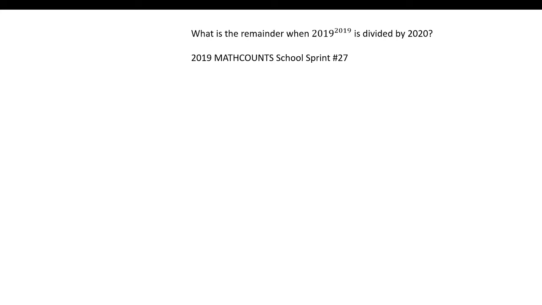Most people are going to go ahead and try to find a pattern. This is what I actually did before I knew modular arithmetic, a couple of months back when we were doing these. I didn't know what modular arithmetic was, so I found a pattern, and it took 10 minutes. On the sprint round, you don't get 10 minutes per problem.